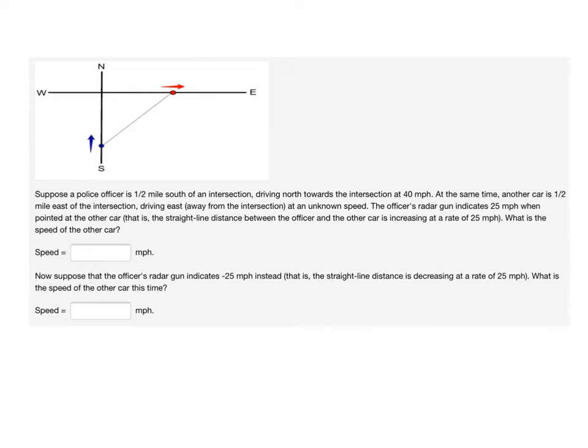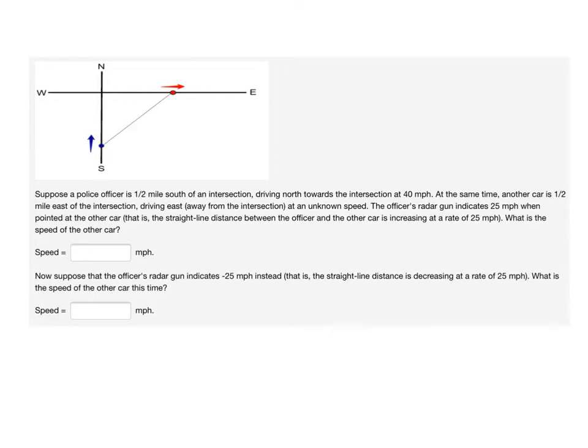In this example, we're talking about a police officer a half a mile from an intersection. We're driving north toward the intersection at 40 miles an hour. At the same time, a car is leaving the intersection, a half a mile east of the intersection and driving east, away from the intersection, at some unknown speed. The police officer's radar gun indicates it is 25 miles an hour when it's pointed at the other car, and we want to know the speed of the other car.